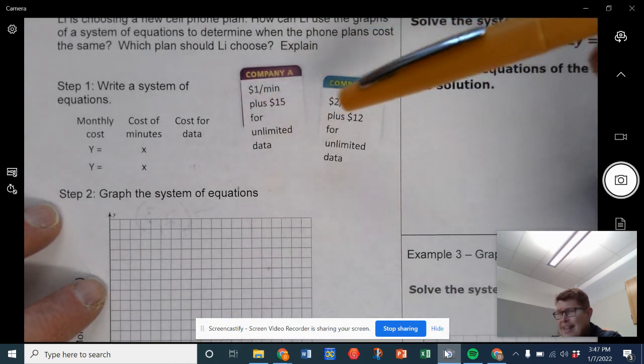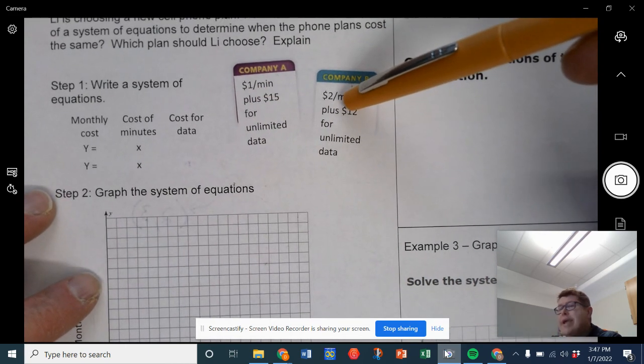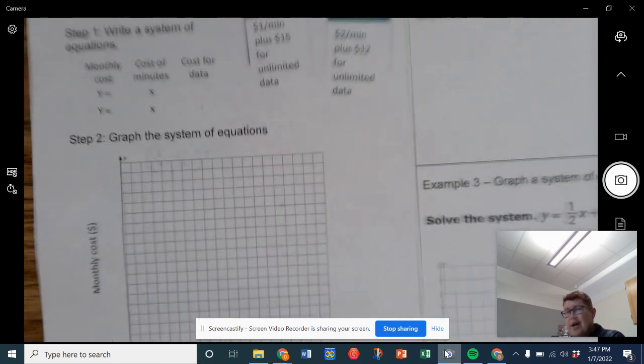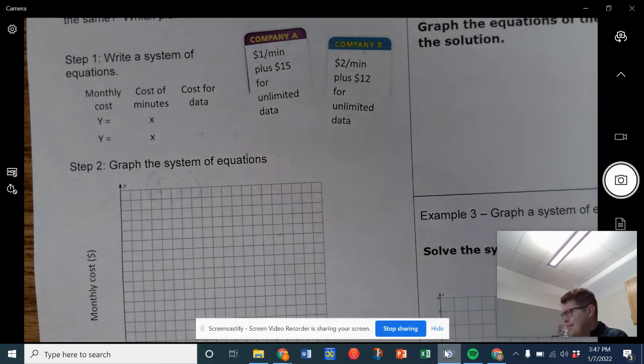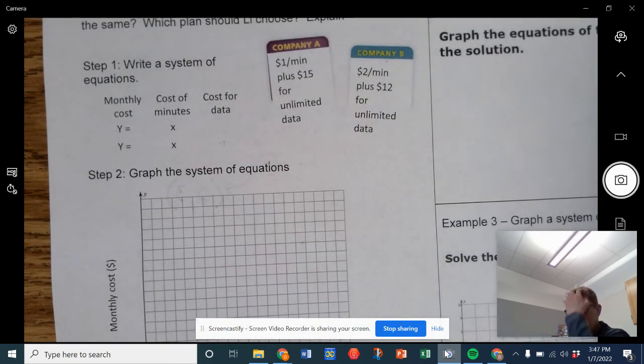The values that they had in the book were crazy. It would have been virtually impossible to graph, especially with the graph they gave you. So I made it a lot easier. I know that is maybe not the best thing for rigor, but the graph they gave you was terrible. It was way too difficult.